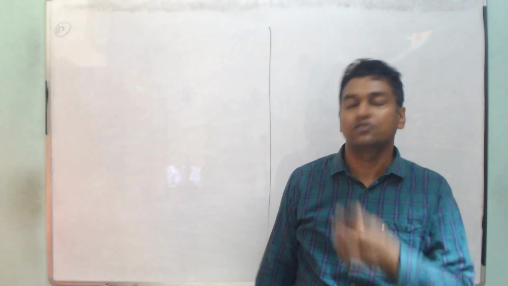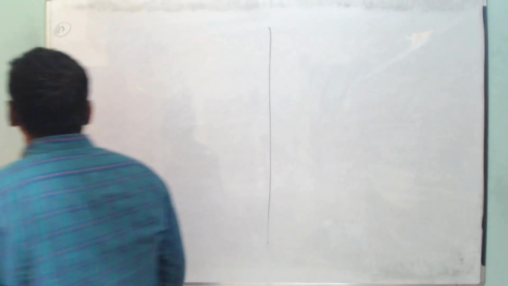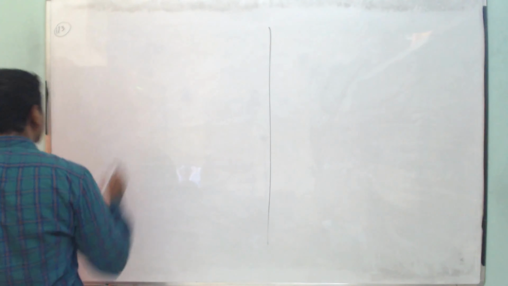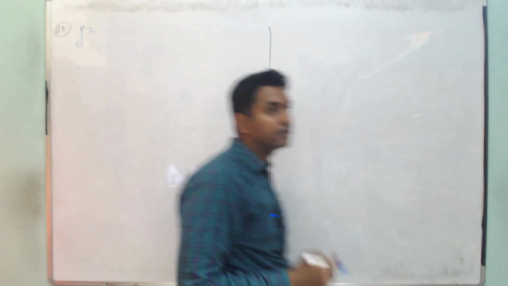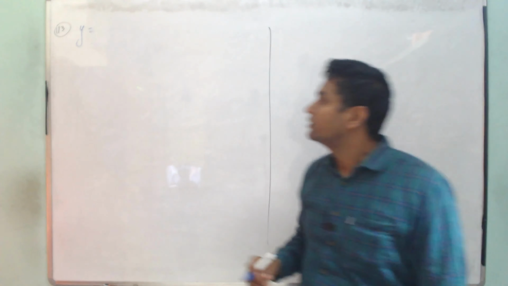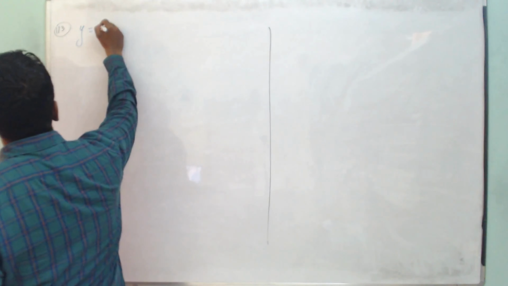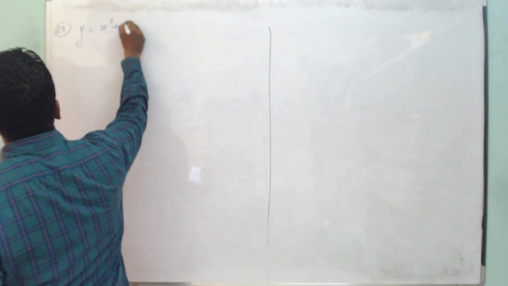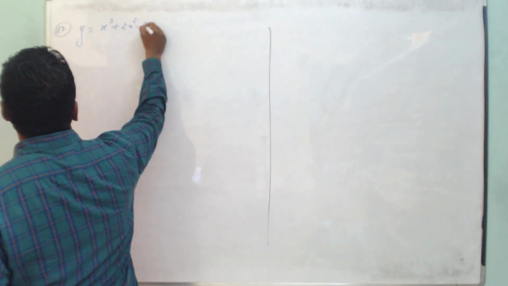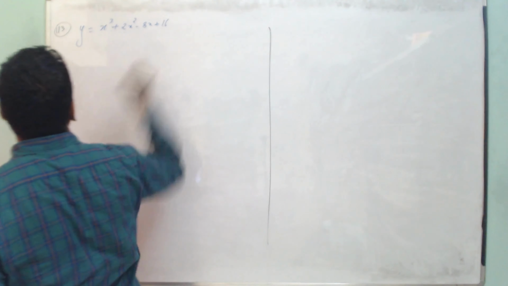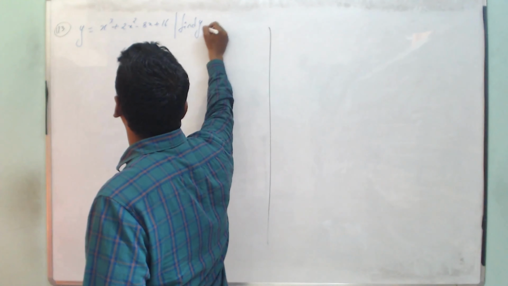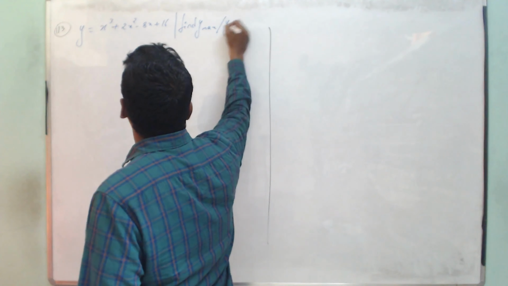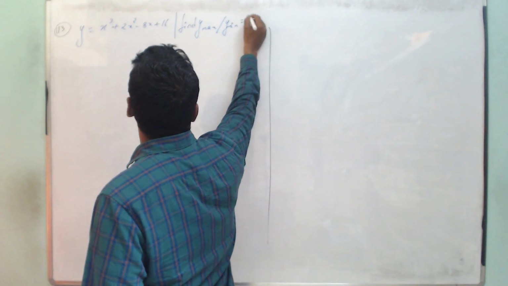Okay, so for example, let's say we were doing a third degree polynomial. Suppose we have y is equal to x cube plus 2x square minus 8x plus 16, and the question is, find the maximum value y max or the minimum value.